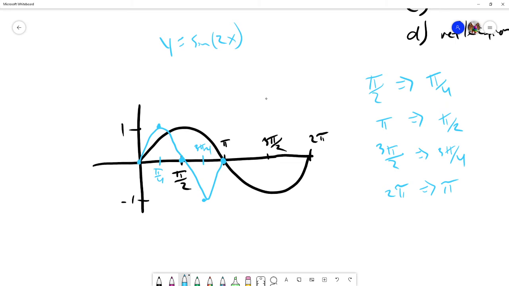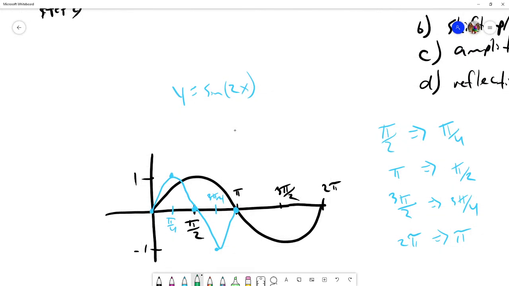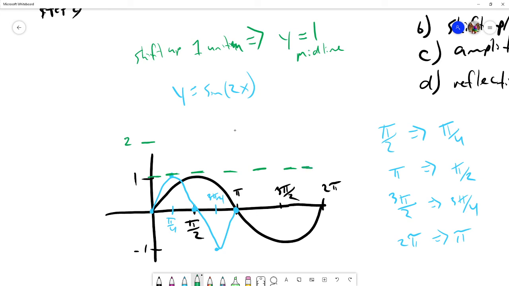So note, since we have a shift up 1 unit, that's going to imply we have y equals 1 for the midline. So I'm going to put, here is 2. Our midline is now going to be here. So before, our midline was at y equals 0. And the midline, you want to think, is the line that effectively cuts our graph in half.